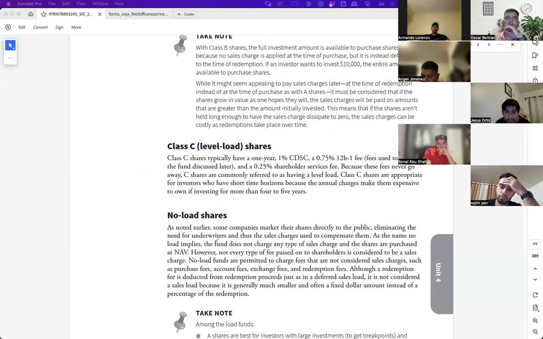Here it is. Not every type of fee passed on to shareholders is considered to be a sales charge. They're permitted to charge fees that are not considered sales charges, such as purchase fees, account fees, exchange fees, and redemption fees. Okay, perfect.